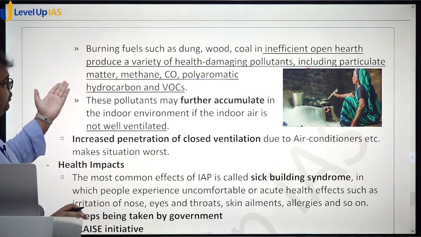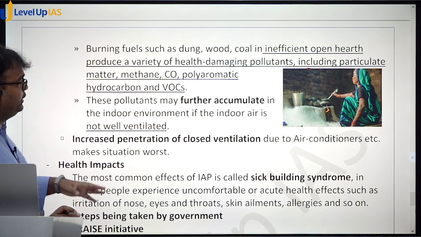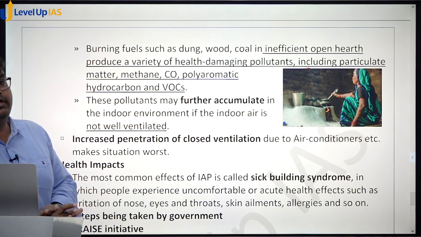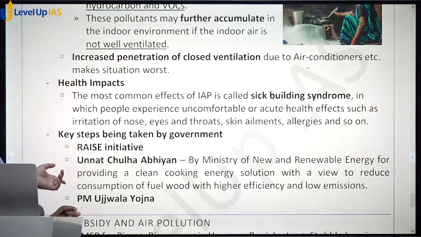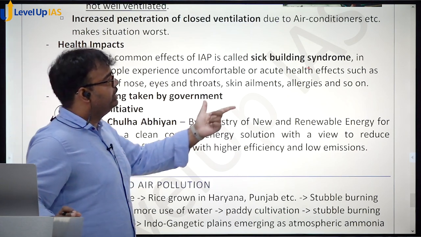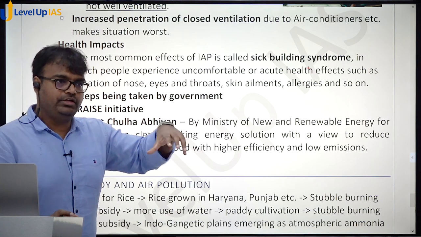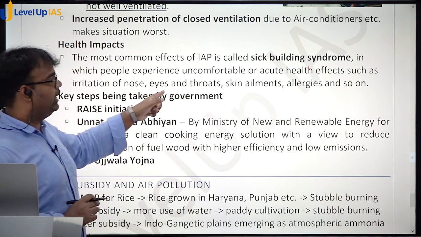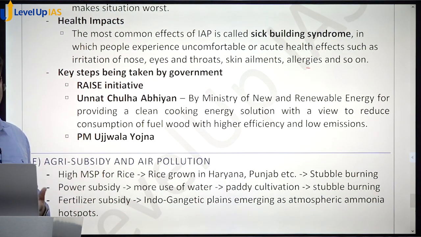They produce things like particulate matter, methane, carbon monoxide, polyaromatic hydrocarbons, volatile organic compounds. All these things become problematic. And if ventilation is less, now with homes becoming air conditioned and all, ventilation is lesser and lesser, so it also leads to more problem. Then health impact, there's a specific situation called sick building syndrome. Sick building syndrome is a term which is used for people who are living in this kind of building, jahan pe indoor pollution level is high. So they would suffer from things like irritation of nose, eyes, throat, skin ailments, allergies, and all these kind of things.